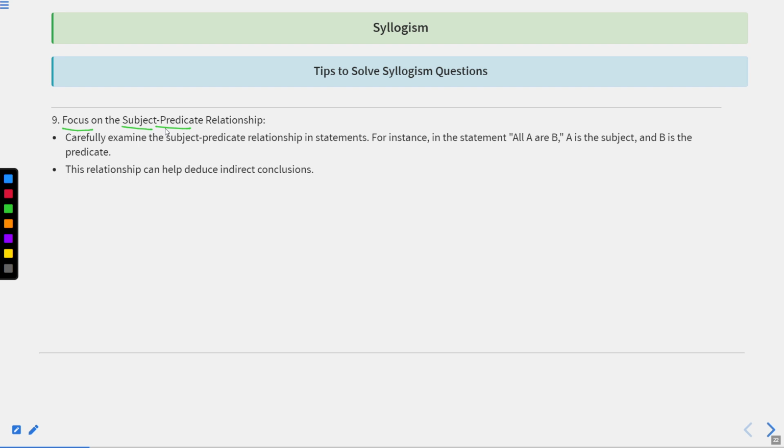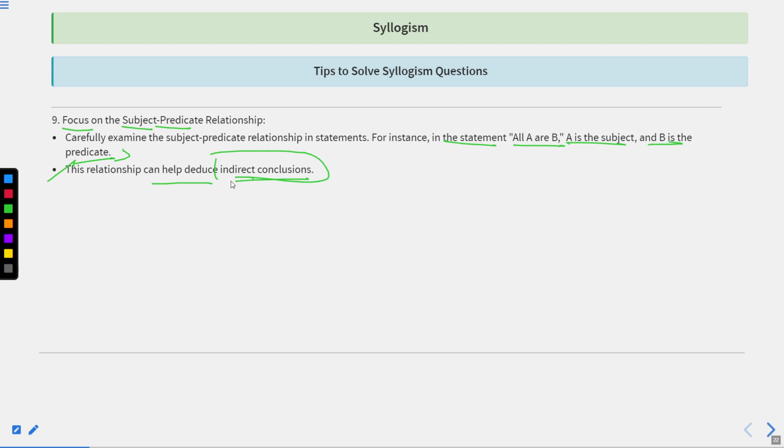But if you have knowledge of what exactly is the subject, the first word that you find in the statement will be the subject, and the second will be the predicate. So for instance, in the statement all A are B, A is the subject and B is the predicate. This can be helpful in deducing the indirect conclusion. It is a very important point that you need to understand and figure out from the statement that has been provided what the subject and the predicate are.